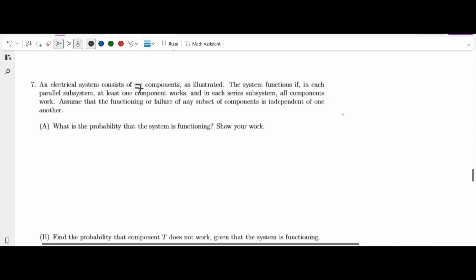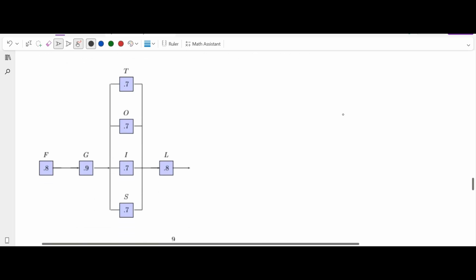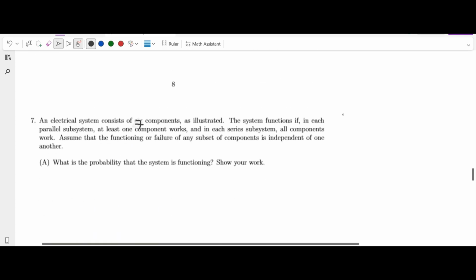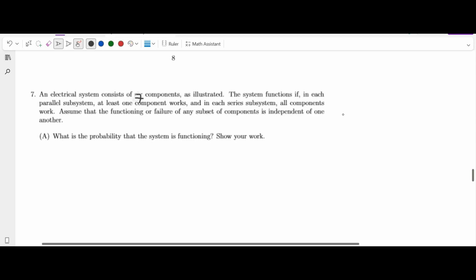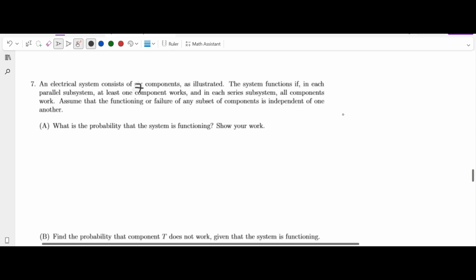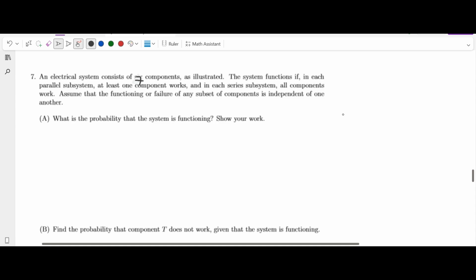Electrical system consists of 7 components as illustrated, and that's a picture. The system functions if in each parallel subsystem at least one component works, and in each series subsystem all components work. Assume that the functioning or failure of any subset of components is independent of one another. What is the probability that the system is functioning?